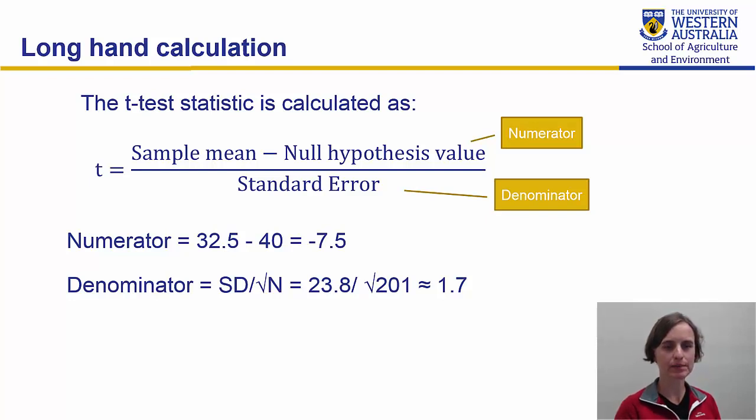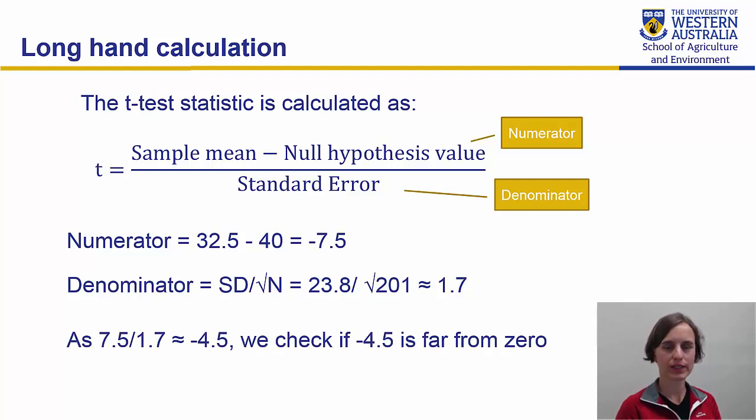Then we take that standard error. Now a standard error is the standard deviation divided by the square root of the number of observations. We had 201 observations in this data set, 201 countries, and we know that the standard deviation was 23.8, the standard deviation in all those observations. So when we calculate the standard error, it is about 1.7. We then calculate the test statistic, and that is minus 7.5 divided by 1.7, approximately minus 4.5.